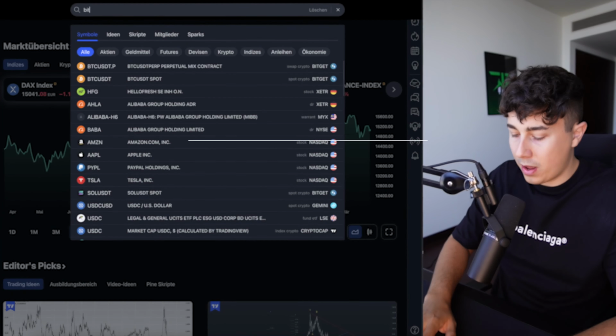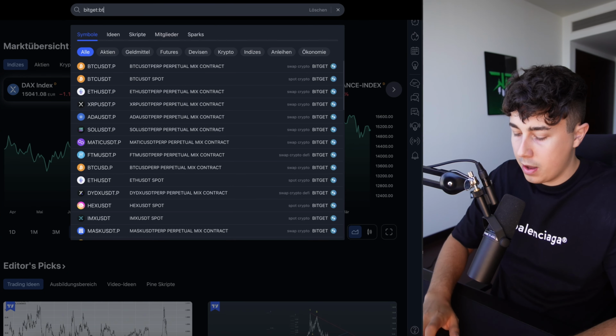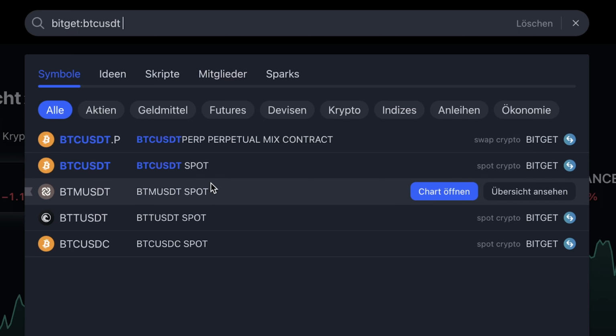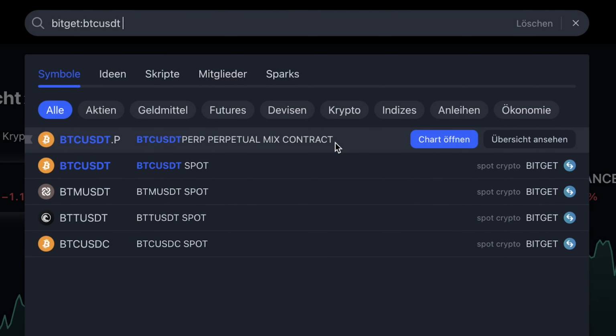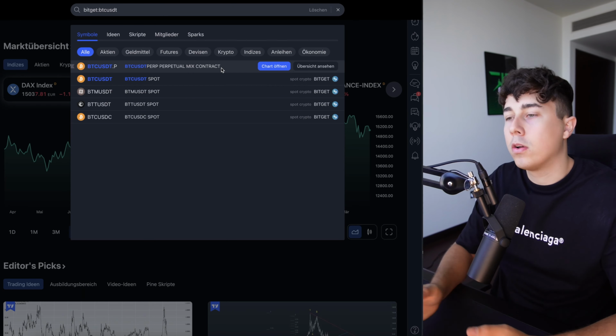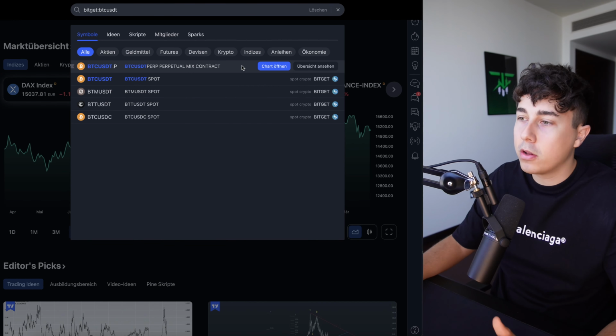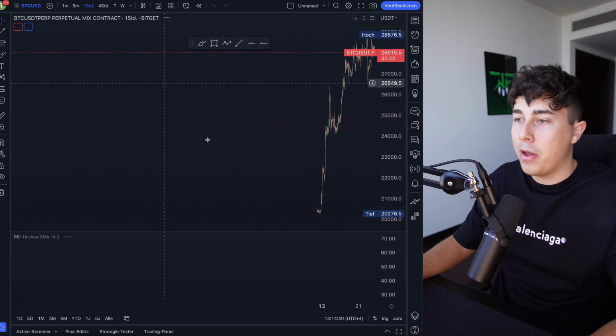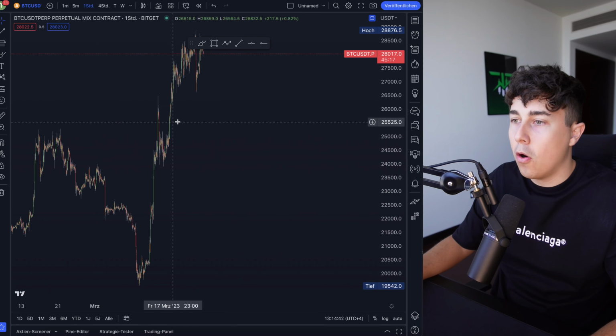For this, first of all, I type in my broker. After this, my asset against USDT. And then you see that there are two options. First of all, the spot market, and secondly, the perpetual mixed contract market, which is also called the futures market. We want to go into the futures market. So I go on chart, and now you see the chart directly opens.